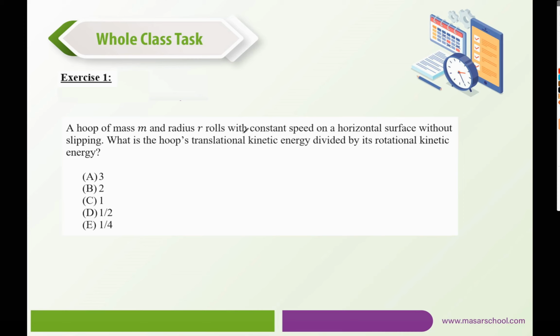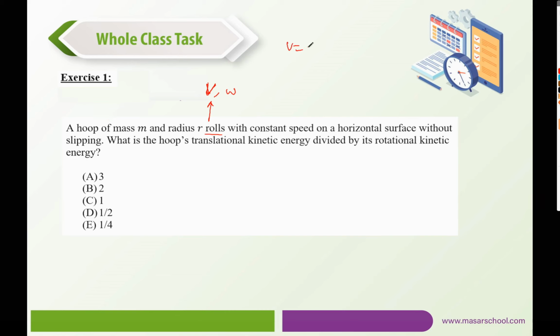Exercise 1: a hoop of mass m and radius r rolls. Rolls means we have two variables given by v due to the translational motion and omega due to the rotational motion, with constant speed on a horizontal surface without slipping. The moment they mention without slipping, then v is equal to r multiplied by omega, where r is the radius of the hoop. What is the hoop's translational kinetic energy divided by the rotational kinetic energy? So we need to calculate the ratio of the translational kinetic energy given by half mv square to the rotational kinetic energy given by half I omega square.